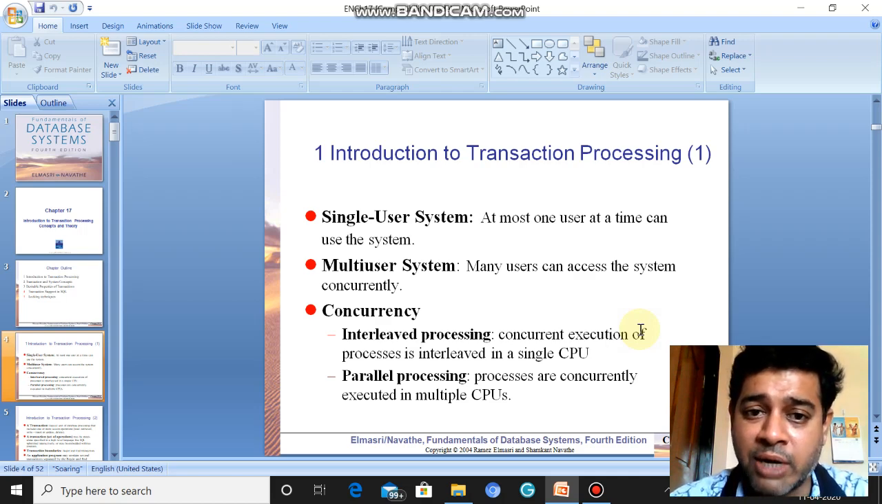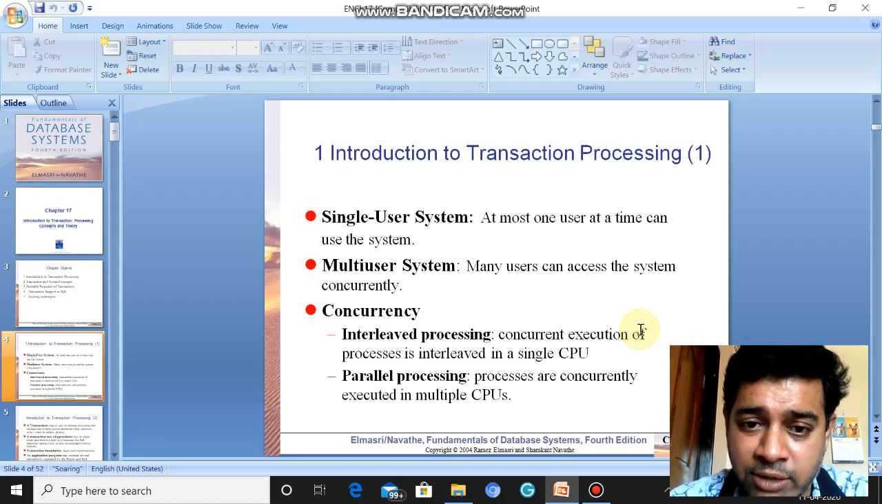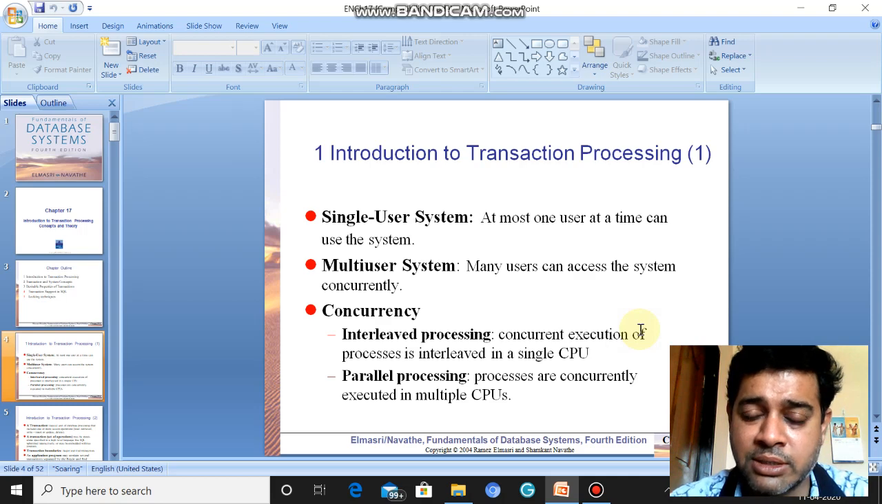To manage this multi-user system, we need to manage two important things, that is interleaved processing and parallel processing. Since the work going on here is parallel, there are many processes that work concurrently with multiple CPUs, that is processors. And how do these processes work? They should work with interleaved processing, that is, concurrent execution in a single CPU should be interleaved with each other.